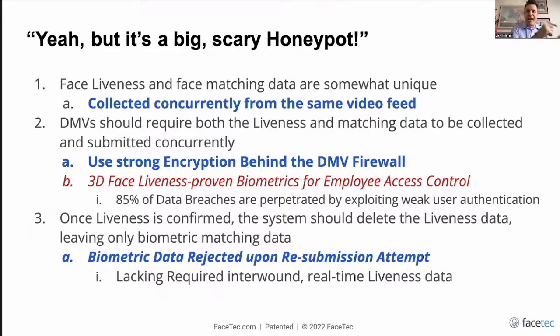So even if somebody got into the database, if you did a lousy job with your cryptography and your access control system, and somebody got into your database, the biometric-only data would be rejected because it lacks the required liveness data. So we think we've solved it. The hackers couldn't use the data if they wanted to. So we think we've solved that honeypot risk. We think we've solved the privacy problem and the control problem for consumers out in the field. And we think that this system can raise the integrity of remote identity verification immensely. And that's all I got.